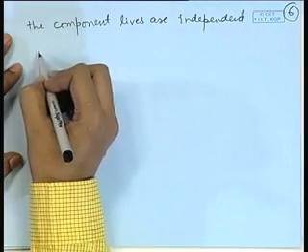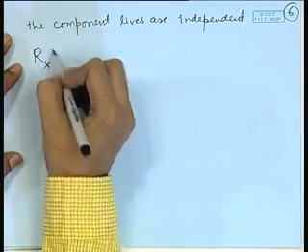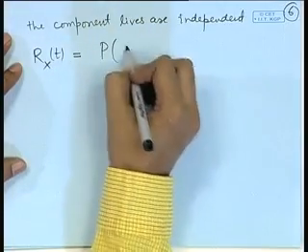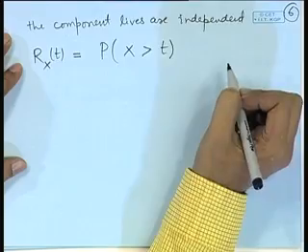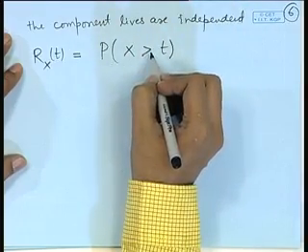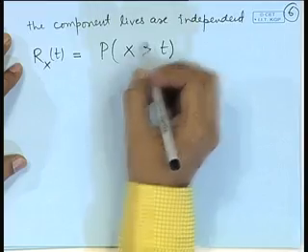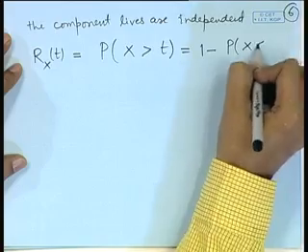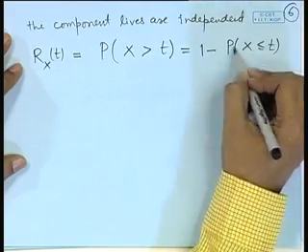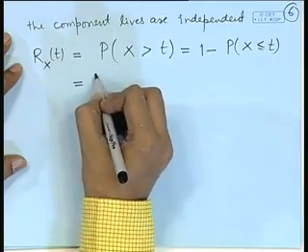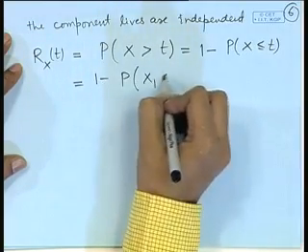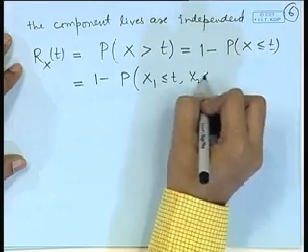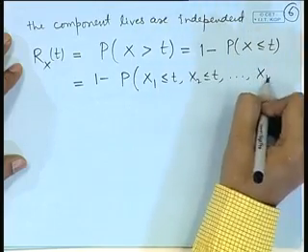Now, if we consider the reliability of the entire system at time t, this will function if any of the components is functioning. So we can write it as 1 minus probability of x less than or equal to t. That means the system fails before time t. Now the system will fail before time t if each of the components fails. That means it is equal to probability of x1 less than or equal to t, x2 less than or equal to t, and xk less than or equal to t.